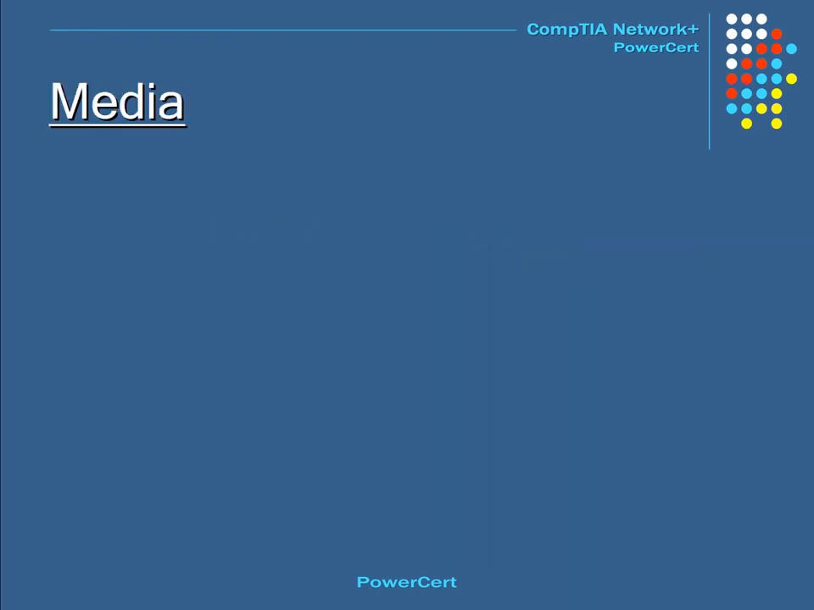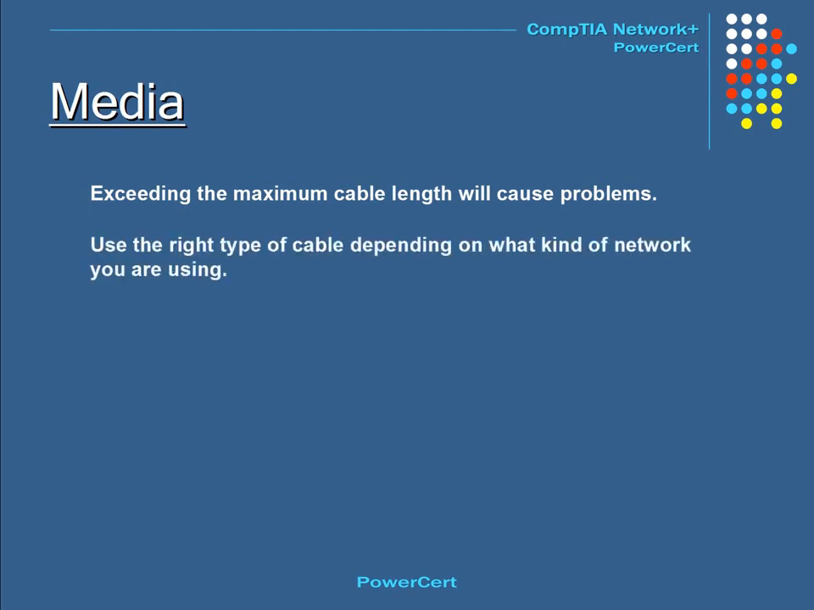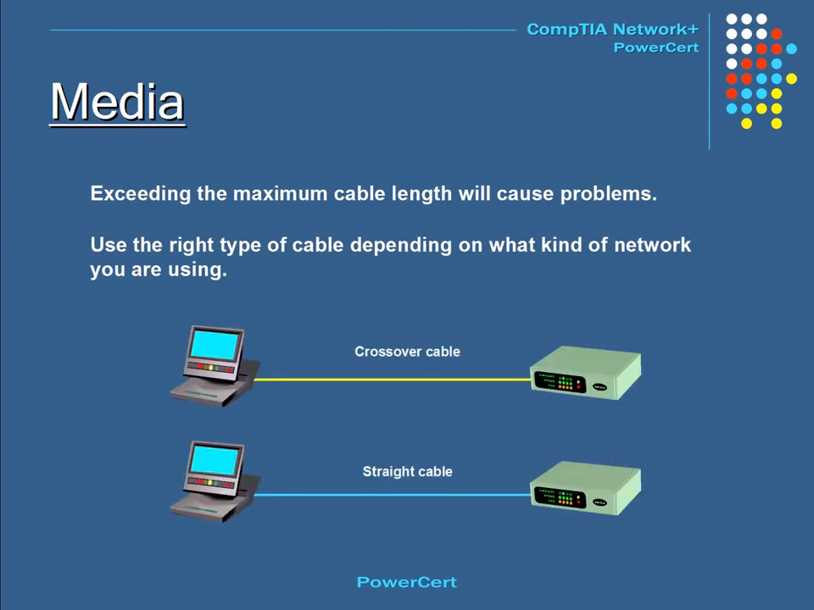And another factor is the length of the cable. If the cable exceeds the maximum recommended length, then this could also cause a problem. Or if you are using the wrong type of cable, this can also affect your network. For example, if you are using a crossover cable when you should be using a straight cable.